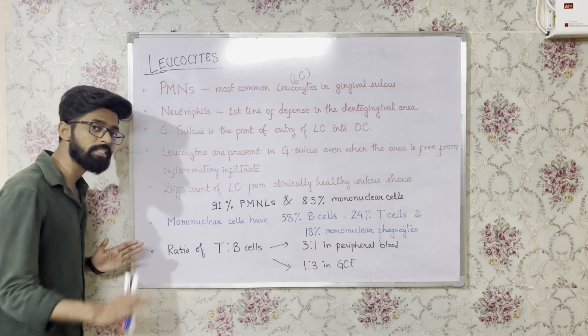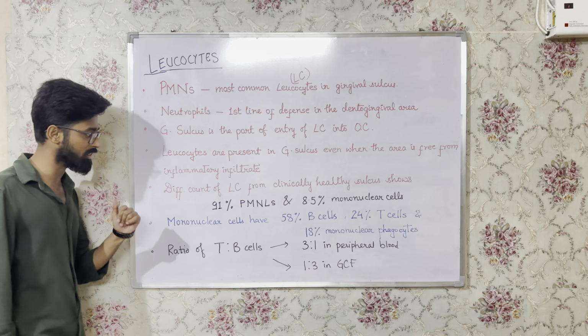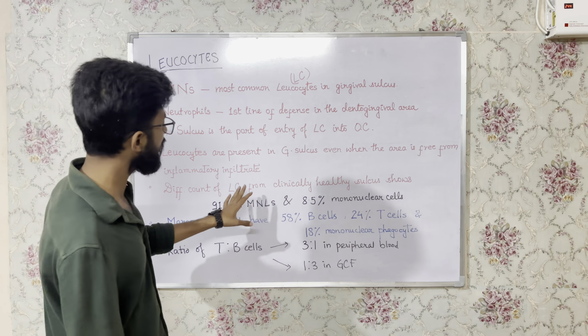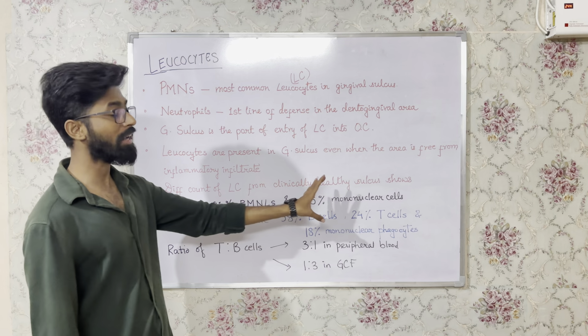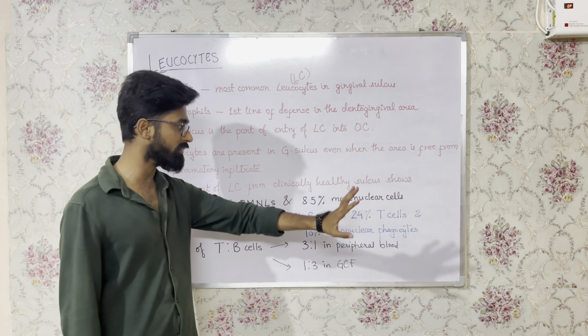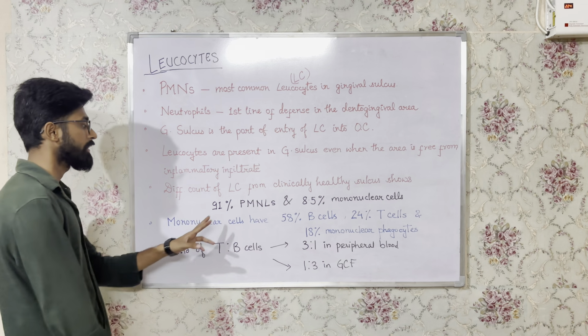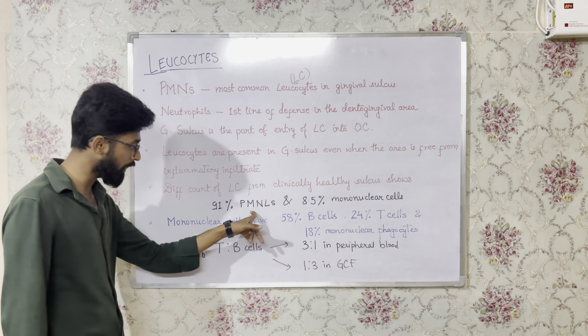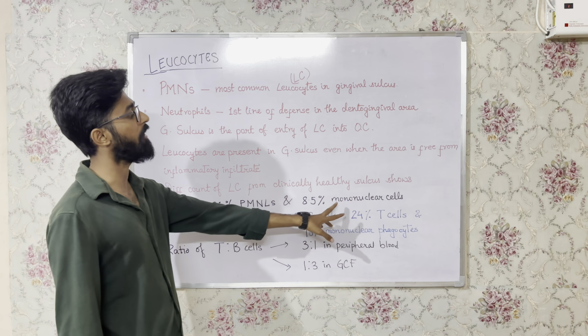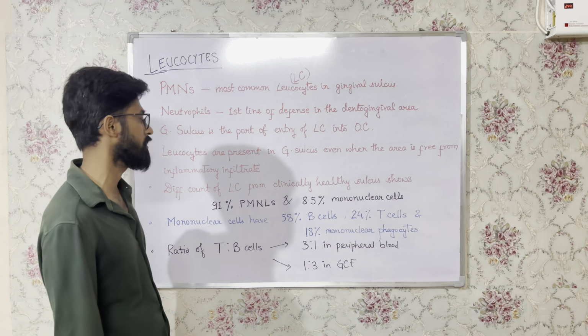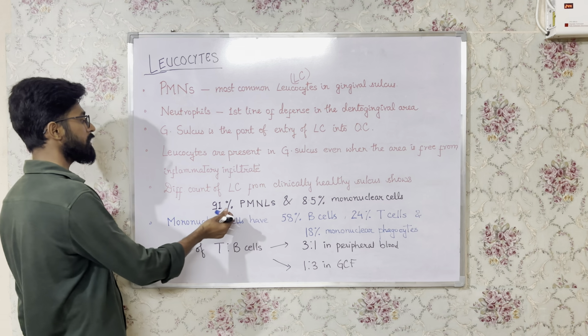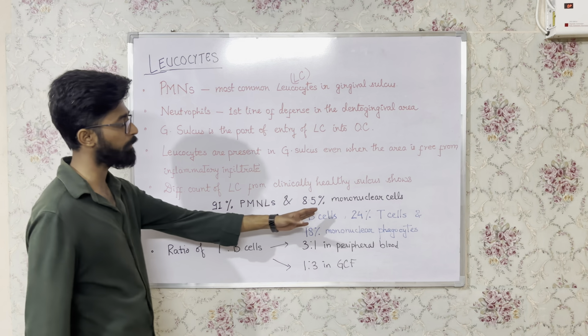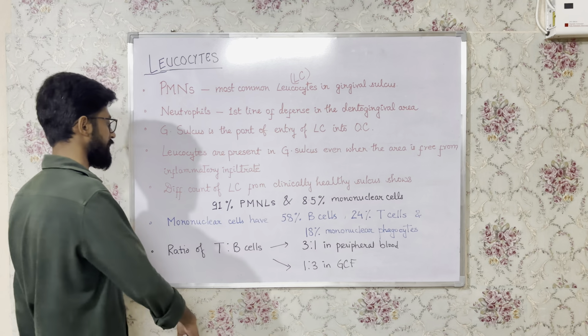Now the next 3 points are very important. Please pay attention, students. Differential count of leukocytes from a clinically healthy human gingival sulcus shows 91% of PMNLs and 8.5% of mononuclear cells, right? 91% polymorphonuclear cells, 8.5% mononuclear cells.